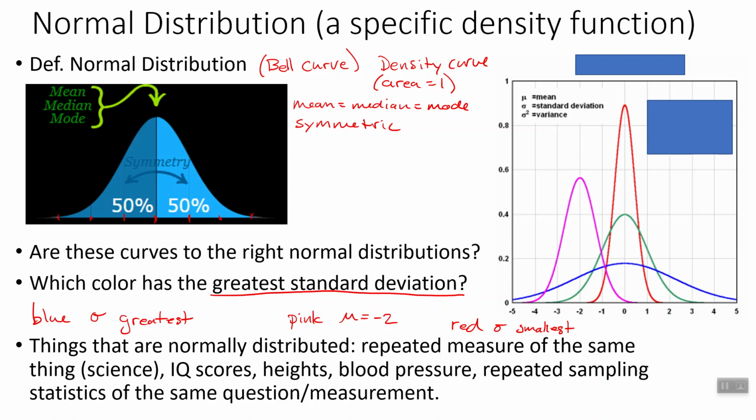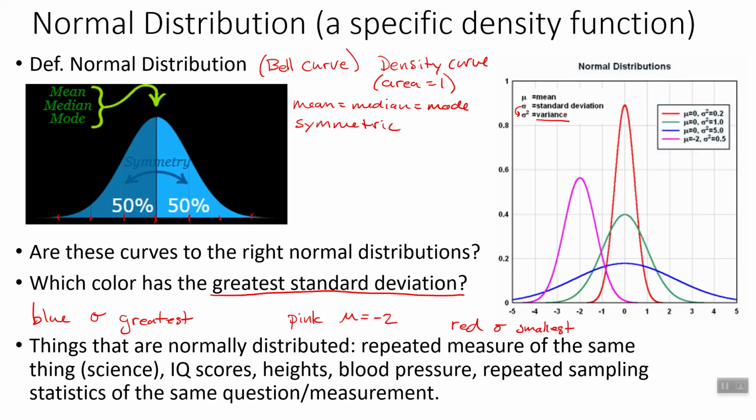All right, notice they also mentioned variance up here. A couple of you were asking about variance last time. Variance is just standard deviation squared. If we square the standard deviation, that's our variance. All right, so these are all normal distributions, and here are their means and standard deviations. You see the blue one has a standard deviation of 5, the other ones are all 1 or less. And the pink one is the one that has a different mean.